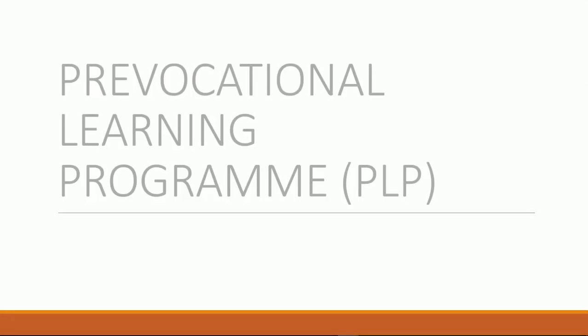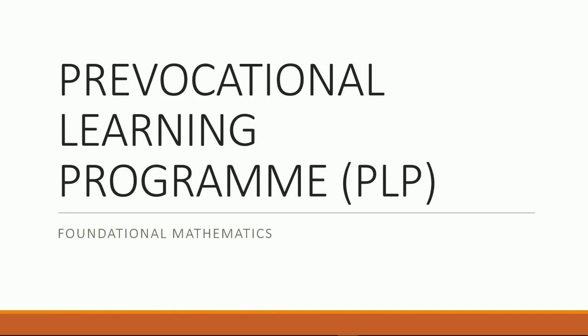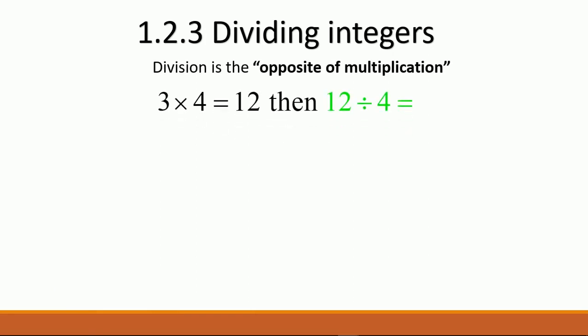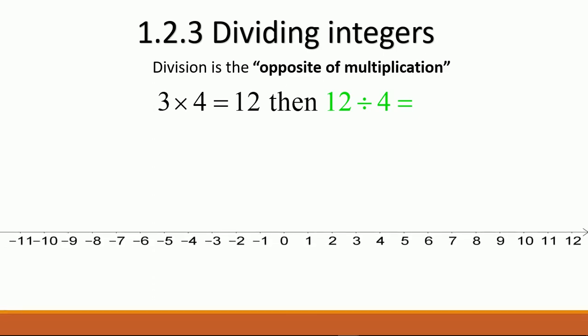Hi, we are back with the PLP and again the mathematical foundation, and we are looking at module 1.23, dividing integers. In division, it is the opposite of multiplication. So if we say 3 multiplied by 4 is equal to 12, then if division is the opposite, it will be 12 divided by 4, and we can do that again on a number line.